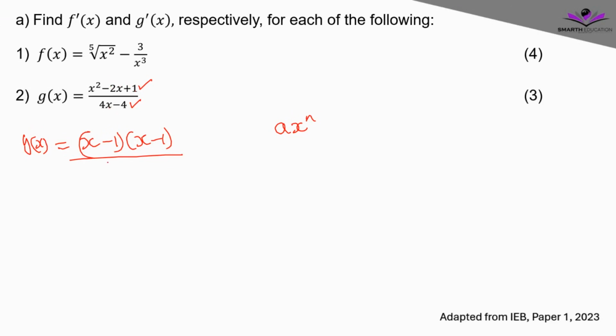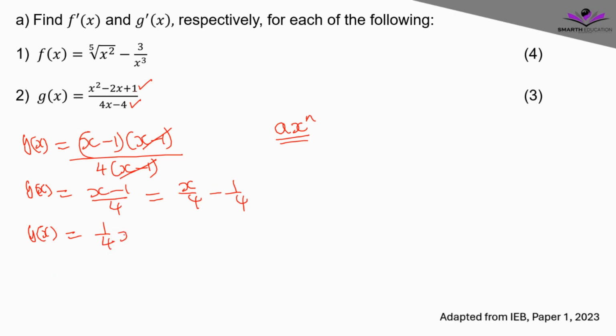And then for the denominator, we factor out 4. Then we have x minus 1 inside the bracket. Then x minus 1 divided by x minus 1 is 1. We remain with g of x is equal to x minus 1 over 4, which is just the same as x over 4 minus 1 over 4. Now we can write this in this form: g of x is equal to 1 over 4 x minus 1 over 4. We haven't derived yet.